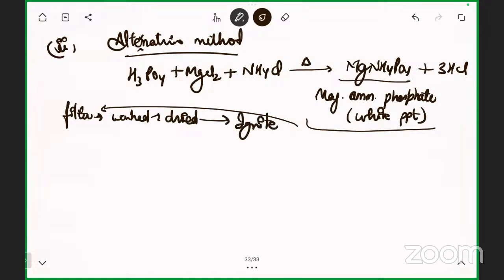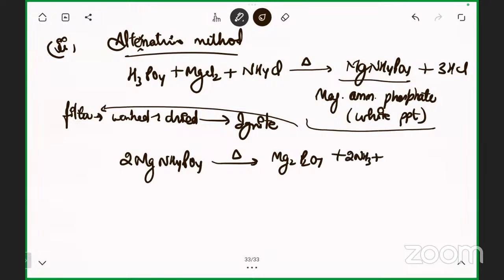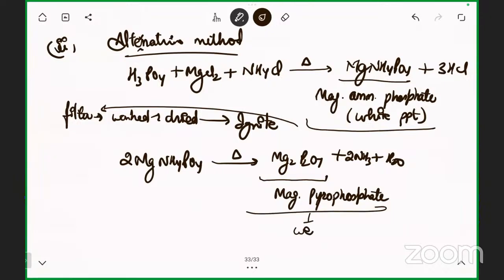So I'm heating it. When I heat this MgNH4PO4 molecule, it forms Mg2P2O7 plus ammonia plus water. This Mg2P2O7 is called magnesium pyrophosphate. Now this magnesium pyrophosphate is weighed.